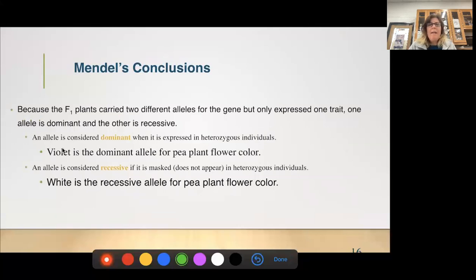Because the F1 plants carry two different alleles for the gene, but only express one trait, one allele is dominant, the other one is recessive. The allele is considered dominant when we see that characteristic in the heterozygous. So like I said, the violet is the dominant for P flower color, because when we cross the purple with the white, we see purple. It masks or covers the recessive trait.